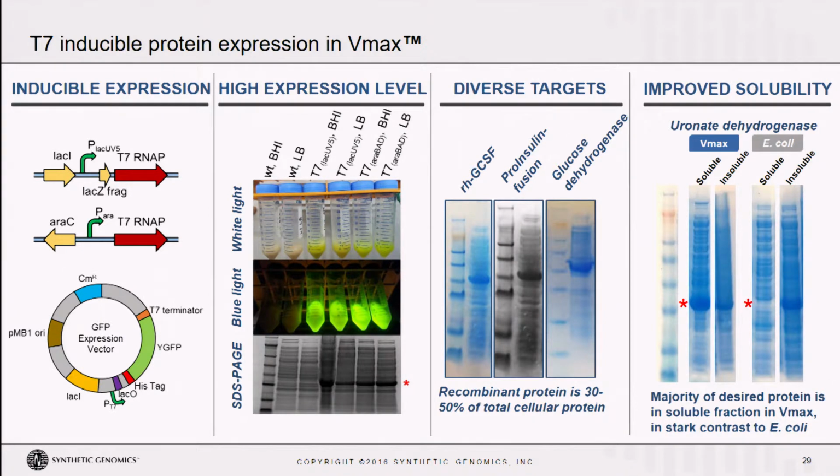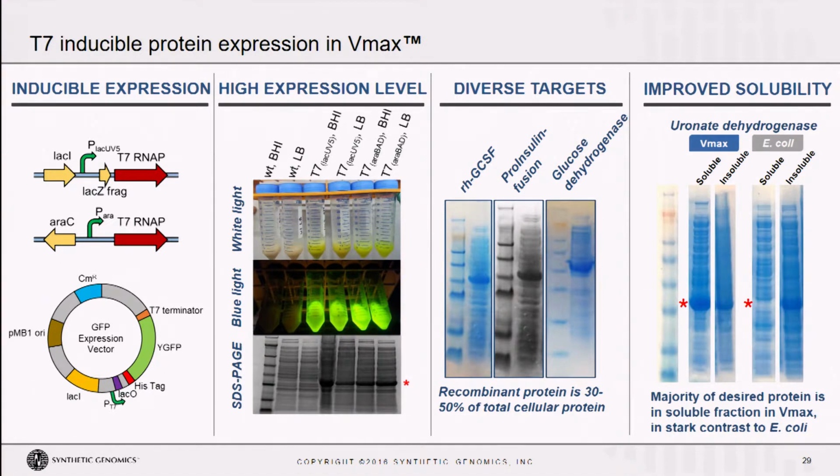We've been able to induce proteins by either IPTG, arabinose, or temperature, but then applying those systems to the more commonly used T7 expression system. We have that system working really well to express not only green fluorescent protein, as you see here, but also a variety of other very diverse targets.